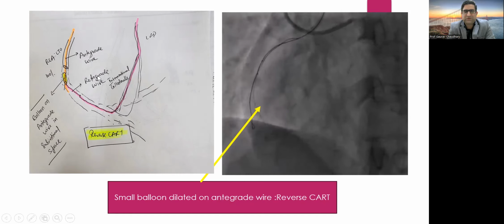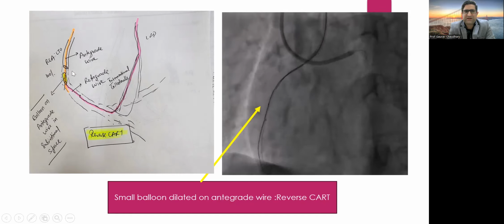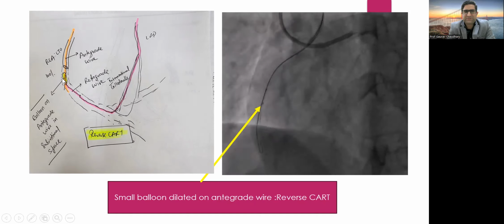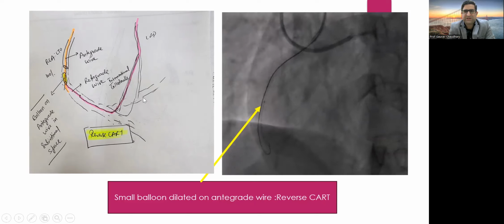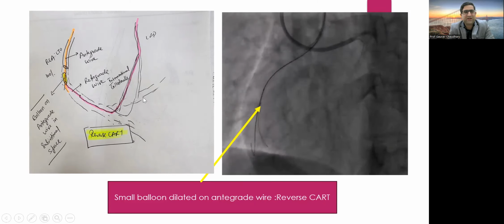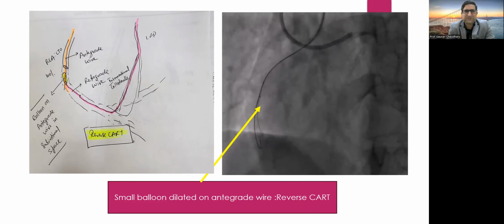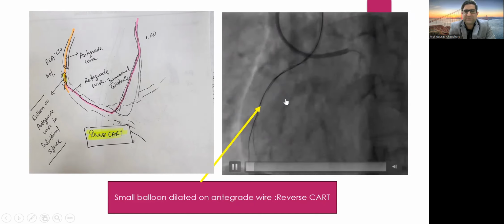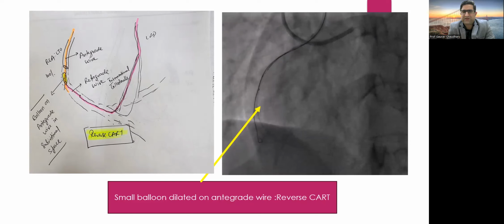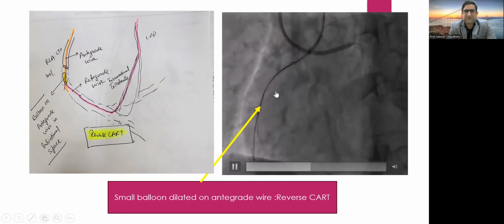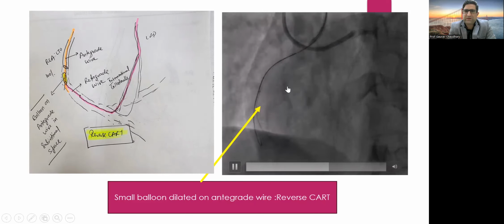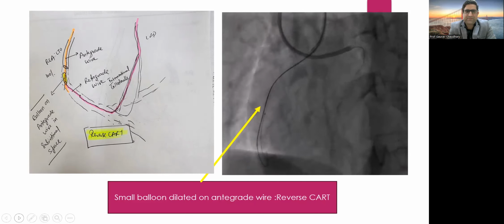And this is shown in the pictorial presentation on the left side, that over the antegrade wire, a small balloon, what we also call the contemporary reverse CART. In this, the smaller size balloons are taken as compared to the conventional reverse CART, where we take a larger balloon to cause dissection. So in this particular case, this dissection was done in the subintimal space, and the wire was negotiated across this CTO segment into the main lumen.